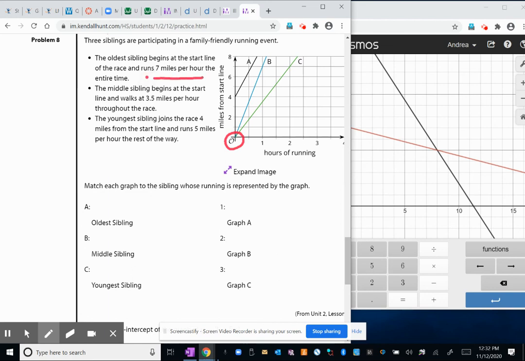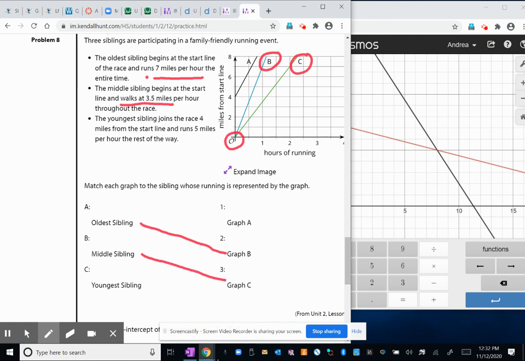So the oldest sibling begins at the start line and runs 7 miles per hour, but then the middle also starts there, but that sibling is walking at 3.5 miles per hour. So both of them start right here. Notice that if a sibling is running, they'd have a steeper line because they're going faster. And so this would be the middle sibling. So the oldest sibling is graph B. The middle sibling is graph C.